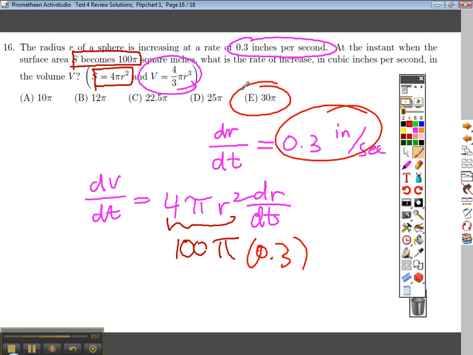On the test, the problem is going to involve a ladder. So the equation you're going to need to know is Pythagorean.